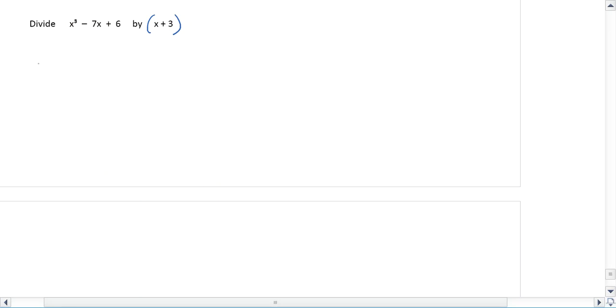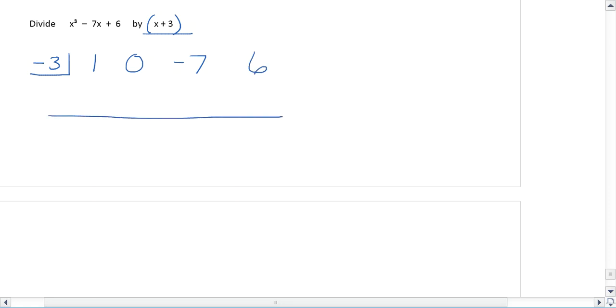The root then that goes in this little box is the -3. So always make sure you change it from factor to root when you're given the factor. Now let's start pulling out coefficients. In front of the x cubed term we have a 1. You'll notice the x squared term is missing, so we need to have a 0 there for the x squared place. The x coefficient is -7 and the constant is 6.